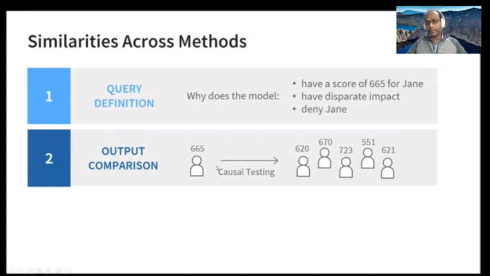Once we have defined what question we are trying to answer, then there is a form of causal testing. On one side here is Jane, who got a score of 665. And then we go on to create a bunch of near clones of Jane who differ from Jane in carefully controlled ways in one or more features. We run these clones through the model and observe how the model is treating these individuals, or in other words, how the model outputs vary. If the model outputs vary a lot when a feature is changed, then that feature is likely important.